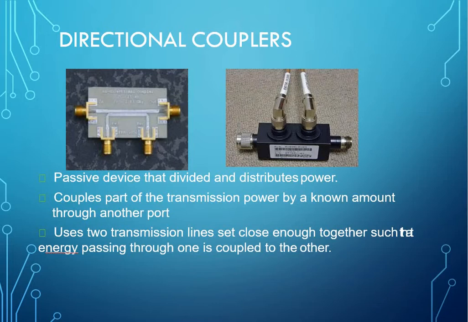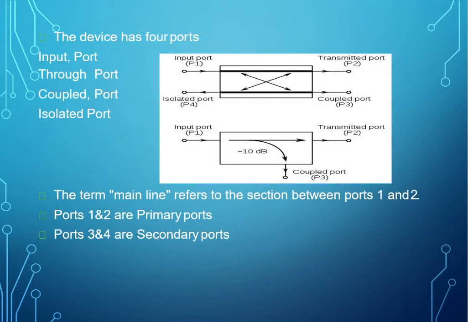Coming on to the directional coupler. It's a passive device that divides and distributes the power. It is built into waveguide assemblies and can sample a small amount of microwave power for measurement purposes. It is used with two transmission lines close enough to each other such that the energy passing through one is coupled to the other. Coming on to the device ports.